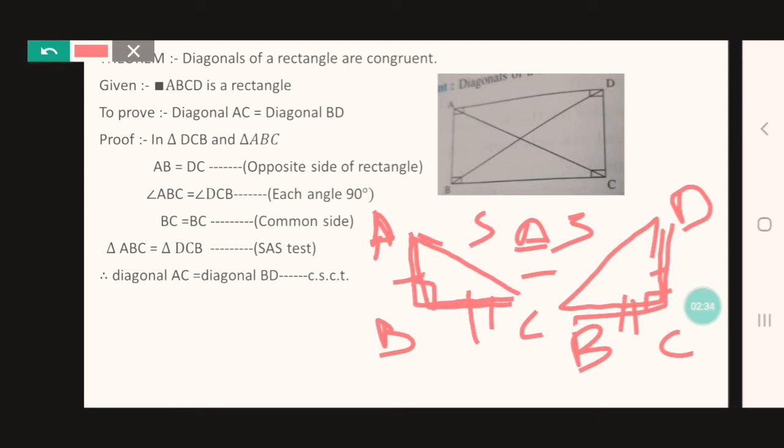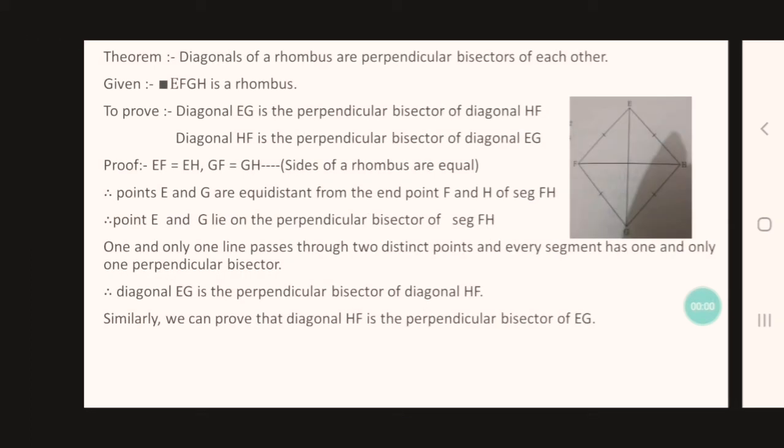So here we have completed the first proof of this video. Now we have to prove that diagonals of a rhombus are perpendicular bisectors of each other. What is given to us? EFGH is the rhombus, that is given to us. What we have to prove? We have to prove that EG is the perpendicular bisector of HF and HF is the perpendicular bisector of EG. This we have to prove as they are diagonals of one another. Now we start with the proof.